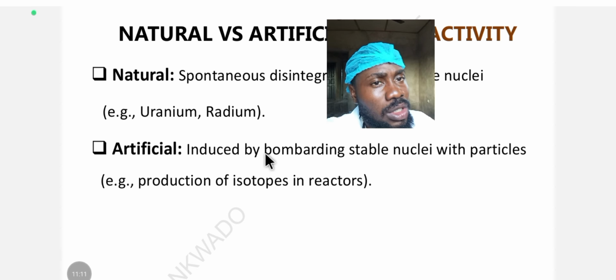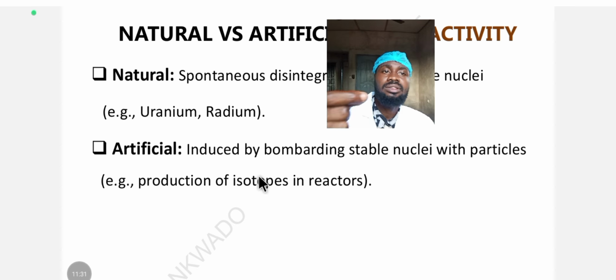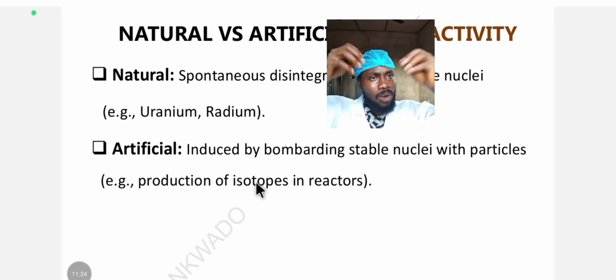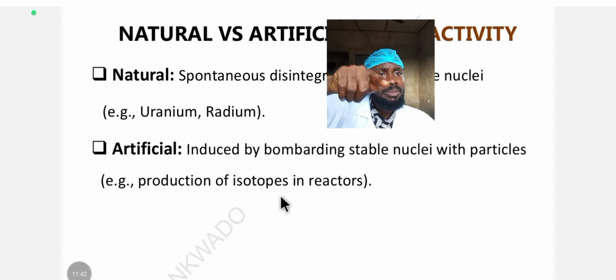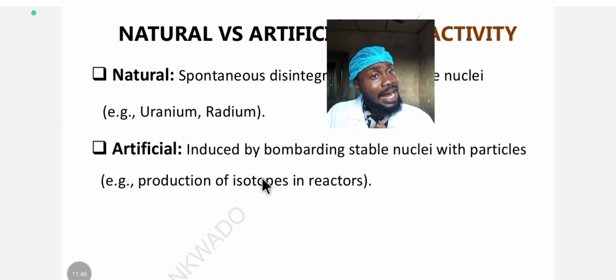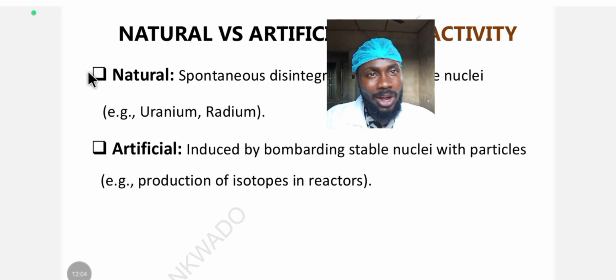Now let's look at the artificial radioactivity. It is an induced radioactivity. Artificial radioactivity is induced by bombarding stable nuclei with particles. So you induce it, you start it. When you say you induce something, you bring about that thing. You do it artificially. Man-made, man-induced. You brought about it, you established it. And how does man establish it? Man establishes artificial radioactivity by bombarding stable nuclei with what? Particles. So if a nucleus is unstable, of course it's going to undergo natural radioactivity. Spontaneity is going to occur.